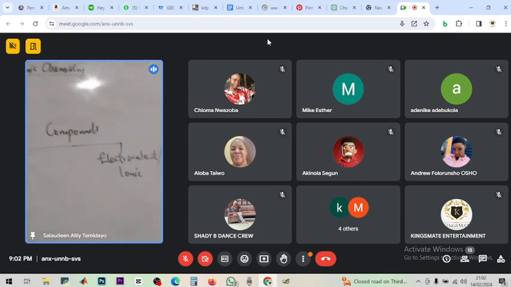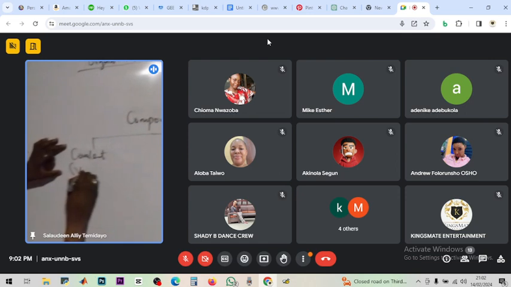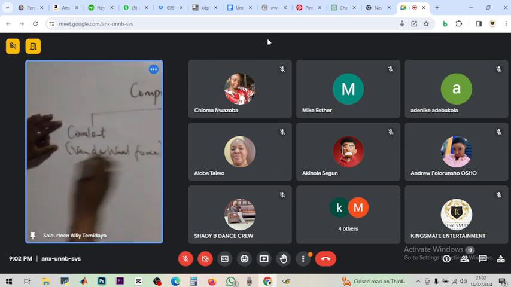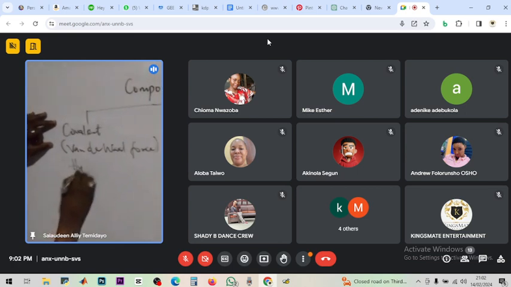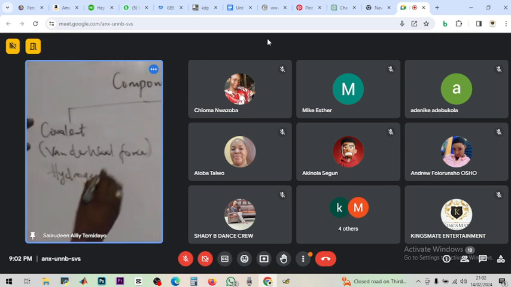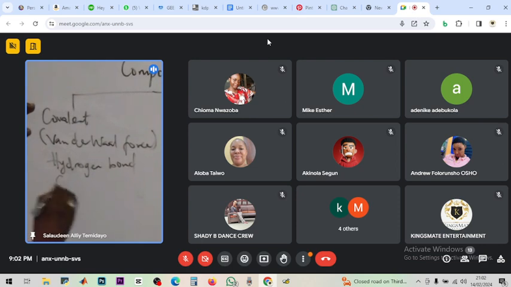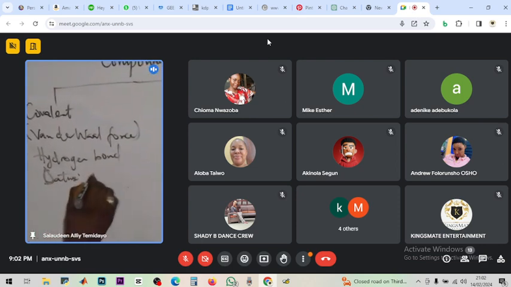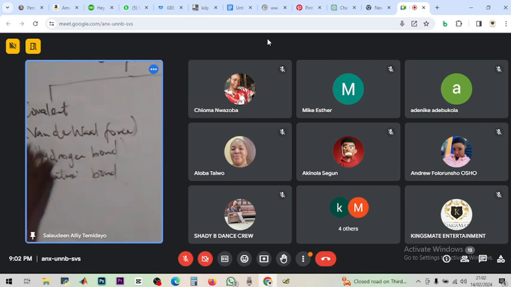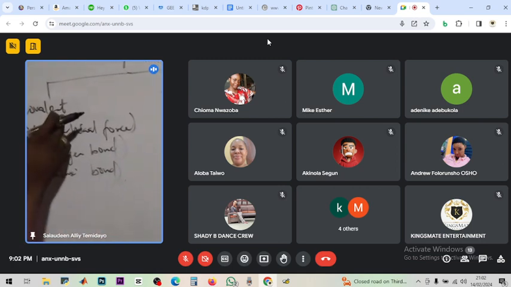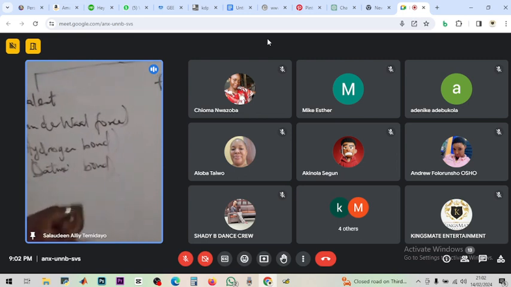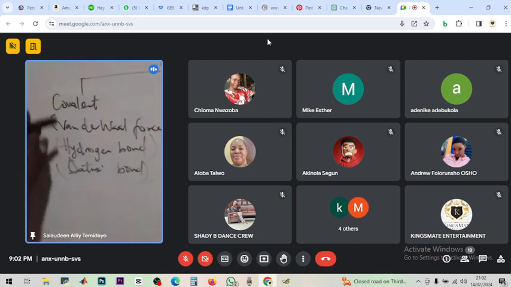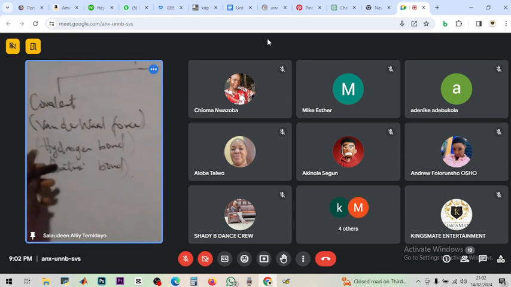Under the covalent compound we have the van der Waals force. Under it we have the hydrogen bond. Under it we have the dative bond, that is coordinate covalent bond. While the ionic compound involves transfer of electrons, the covalent compound involves sharing of electrons.